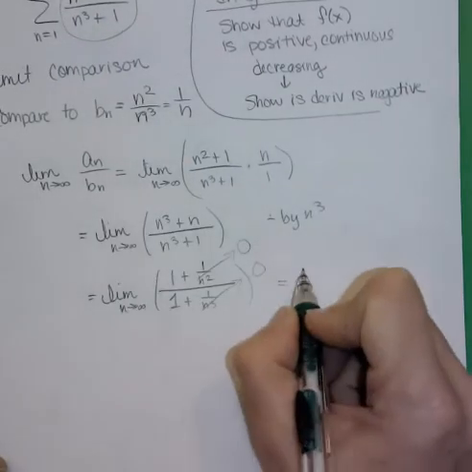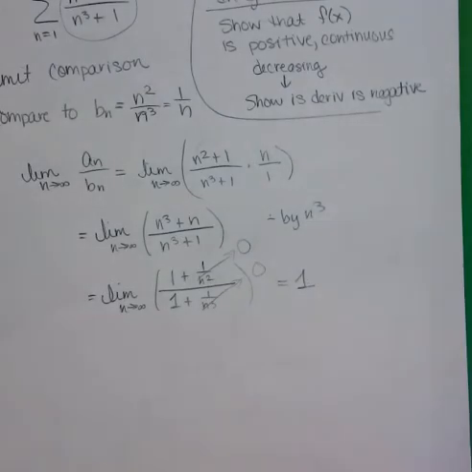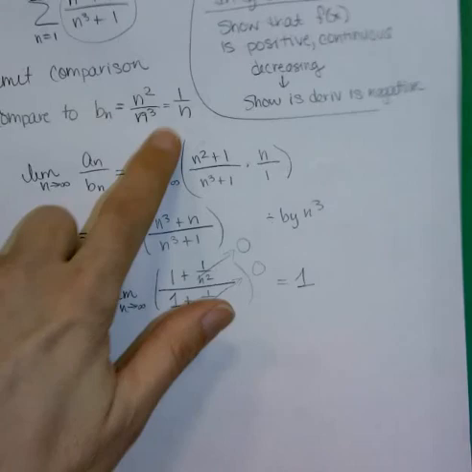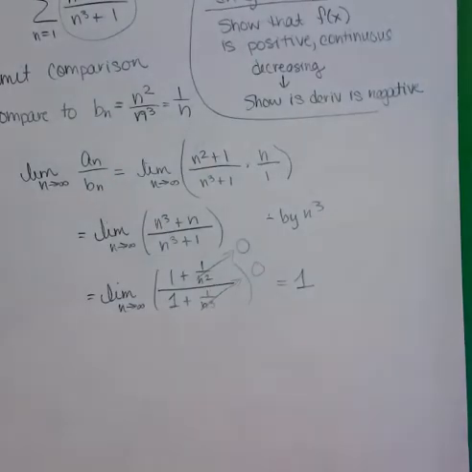Any non-zero constant means both series have the same behavior, either both diverge or both converge. And we compared it to one that diverges, so our series diverges.